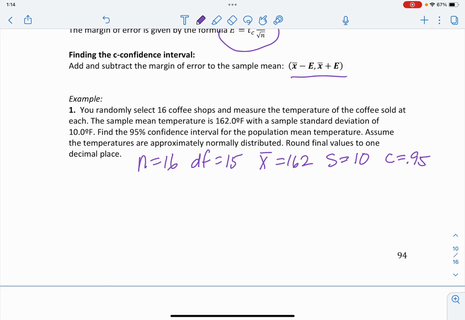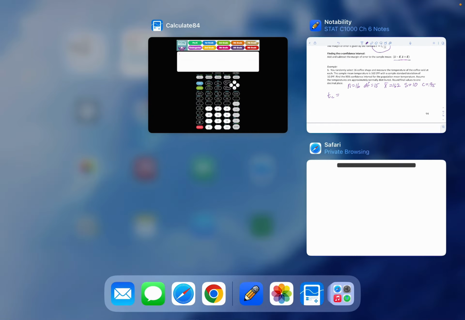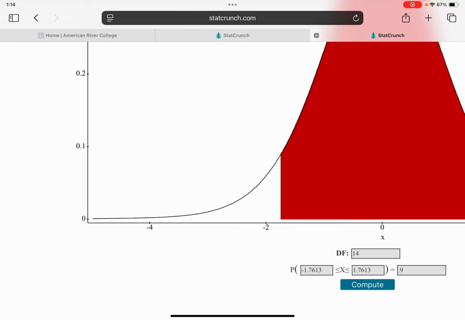So first thing is we need the TC. Right? So what is the TC? That's when I got to jump to StatCrunch. Right? So we don't have any little tables like in the first one. You just got to always use StatCrunch on these. So I just head back to StatCrunch real quick, and I can punch it in.